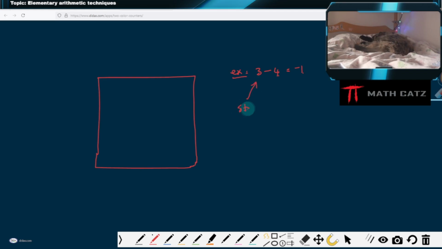So I still start with 3 positive chips. Let's just reenact that. Stay in the bag. There we are. 3 positive chips representing the 3 pieces of candy. And again, I'm planning on some removal to occur. Some takeaway will occur. That is what subtraction will always do in this chip model.